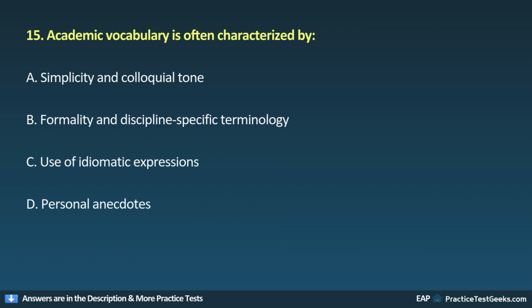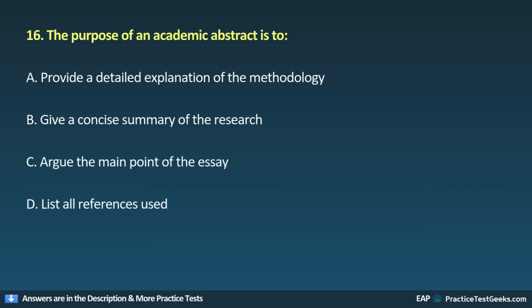15. Academic vocabulary is often characterized by A. Simplicity and colloquial tone. B. Formality and discipline-specific terminology. C. Use of idiomatic expressions. D. Personal anecdotes.